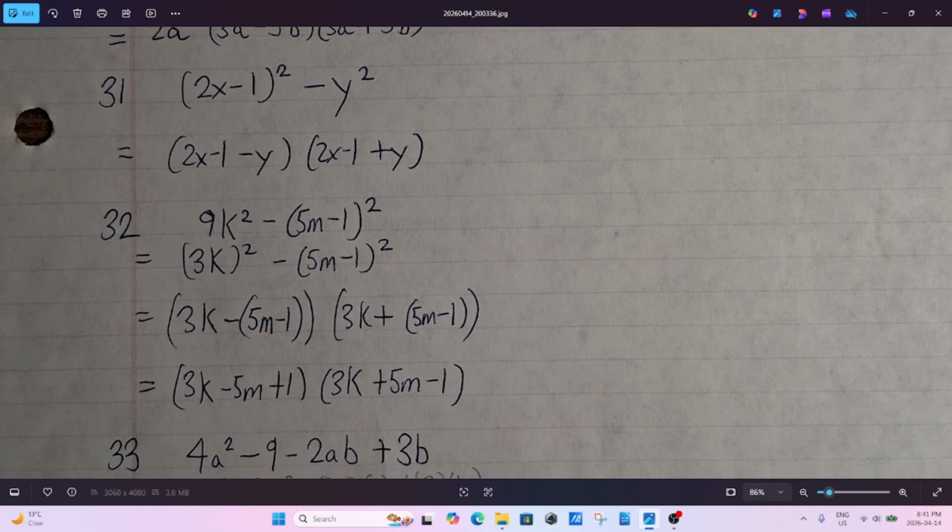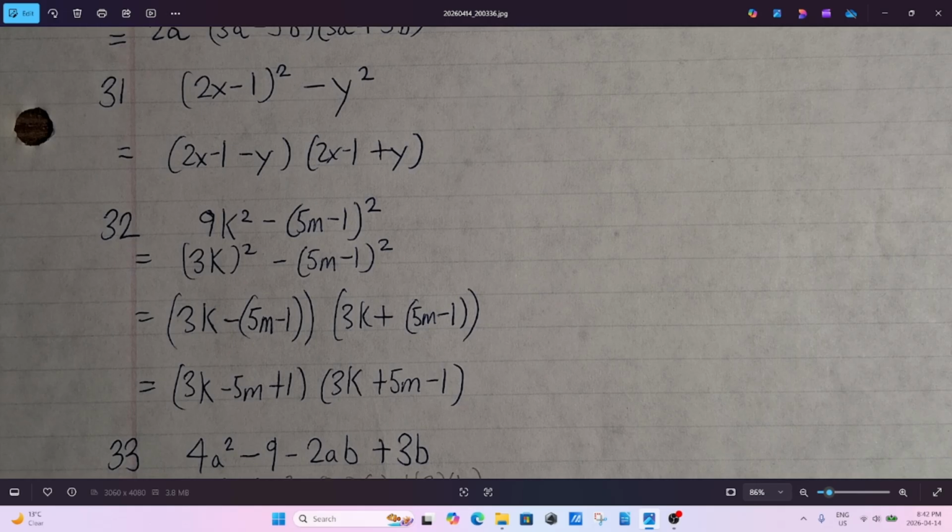31. (2x minus 1) squared minus y squared. So we just write (2x minus 1 minus y) times (2x minus 1 plus y). Just substitute using the formula for this difference of squares.